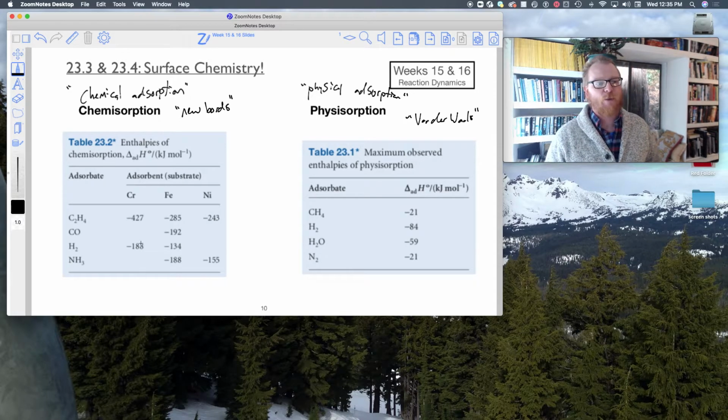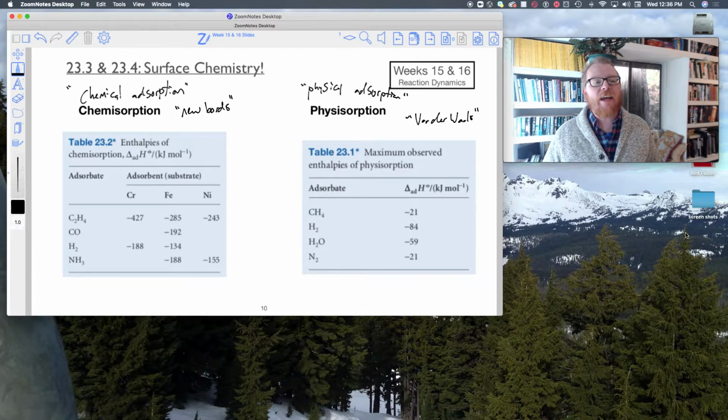So you can see here just a few examples of the adsorbent substrate, so the surface, okay, and the adsorbate. So like a chromium surface or an iron surface or a nickel surface. And if we look at these enthalpies, they're quite large when you look at the enthalpies of chemisorption. And also, typically in these enthalpies of physisorption, the substrate or the surface isn't as important. And you notice here there's no indication of what the substrate is. The substrate's very important for chemisorption because of the creation of these new chemical bonds, right?